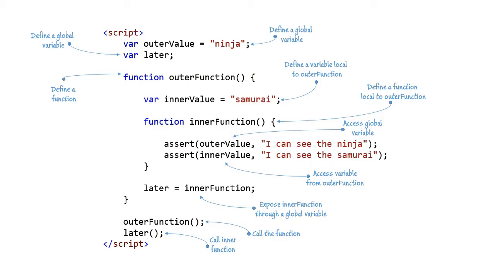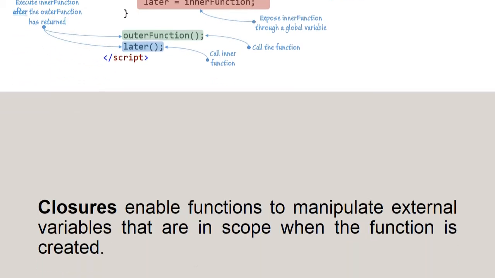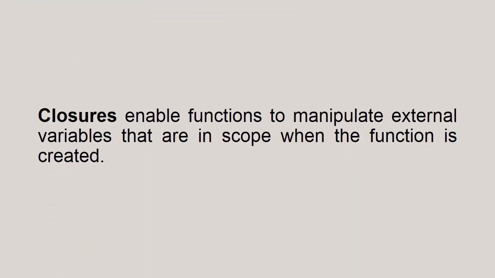Now the situation is a bit tricky. We're executing the inner function after the outer function has already returned, via the trick of copying the function reference to a global variable, later. This is what closures are all about. They enable functions to manipulate external variables that are in scope when the function is created.